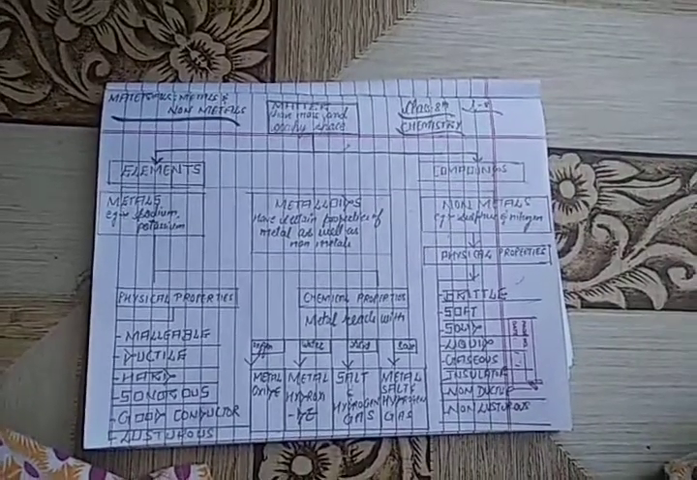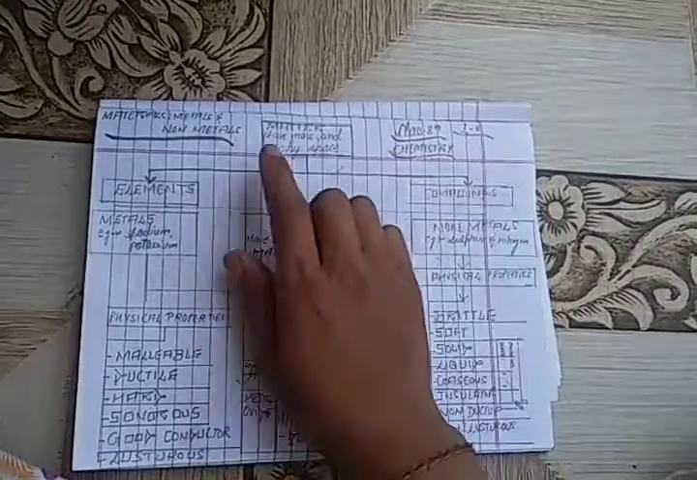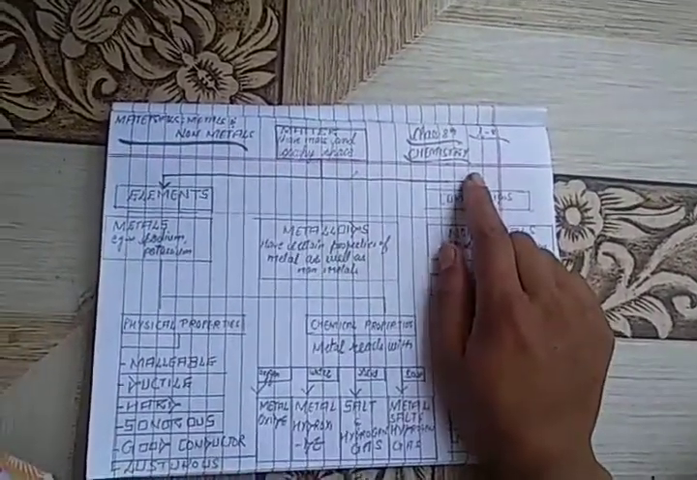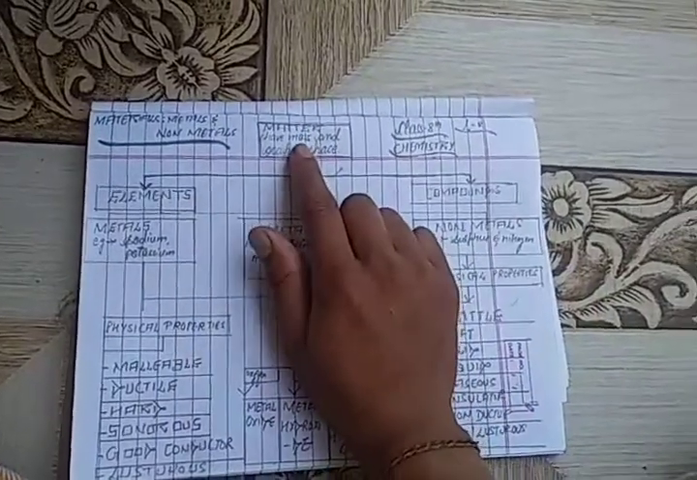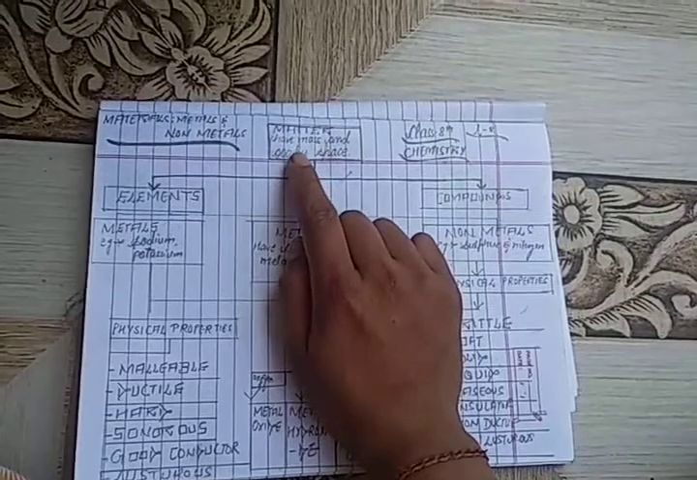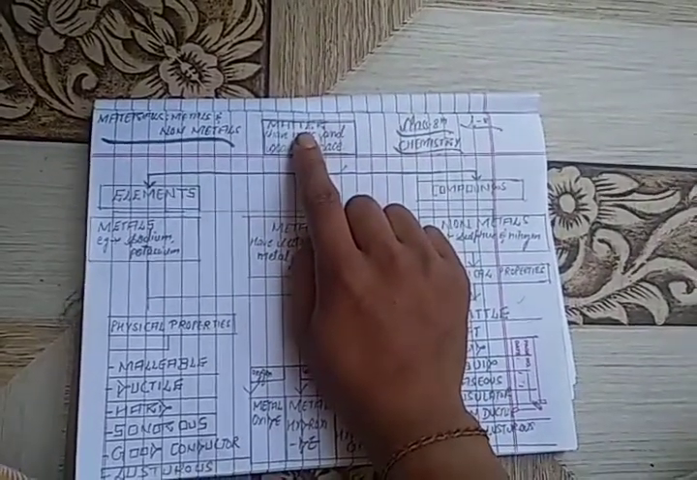Let's study about matter and its different types from your chapter number 8, Materials: Metals and Non-metals, from your chemistry portion. Okay, so as you know well, what is matter? Any object which has mass as well as occupies space is known as matter.